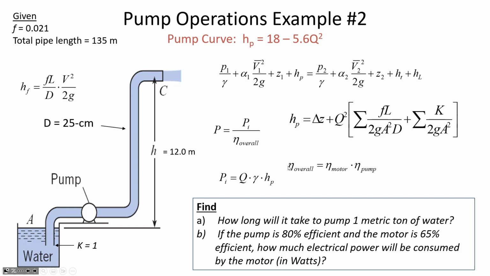All right, so first things first, you're given the pump curve, and so create the system curve with the length of 135 meters, the f value that's given, the diameter that's given. Just to save you a bit of time, I'll tell you the cross-sectional area of the pipe: 0.04909 square meters. All right, so I'll pause while you start on those calculations.